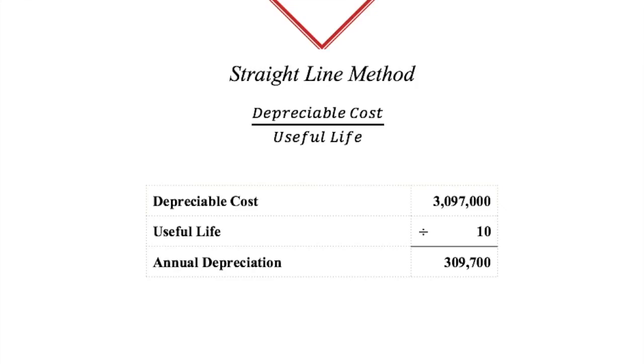Continuing with our example earlier, we just divide the depreciable cost of 3,097,000 by its useful life of 10 years. We will get the annual depreciation of 309,700 pesos. This is using the straight line method.